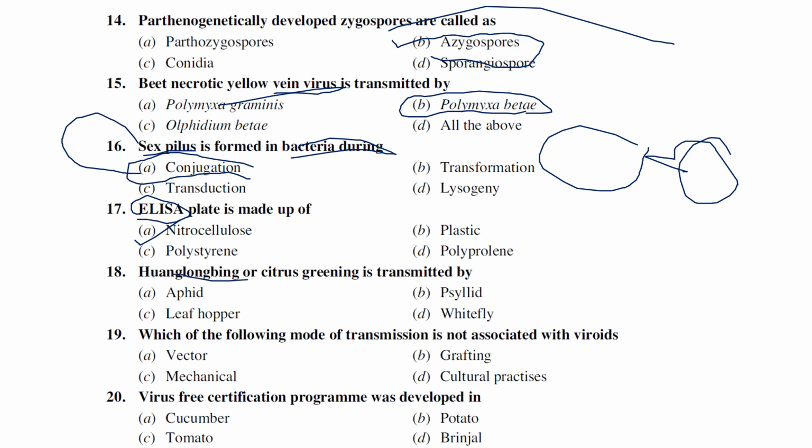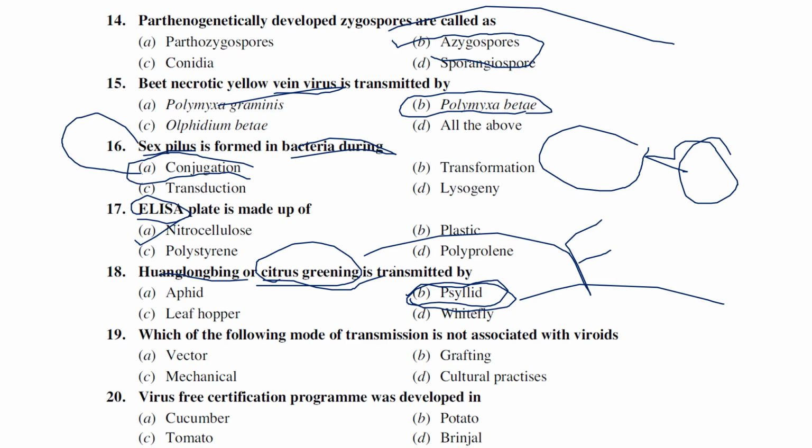Huanglongbing, we can also call it citrus greening disease. It is a very important disease caused by the fastidious vascular bacteria Candidatus Liberibacter asiaticus and americanus. There are a couple of species, but generally we study asiaticus in Asia and americanus in America. In Asian countries like China and India, citrus greening is generally caused by Candidatus Liberibacter asiaticus, which is transmitted by the insect vector called psyllids, Diaphorina citri, I think, is the scientific name.